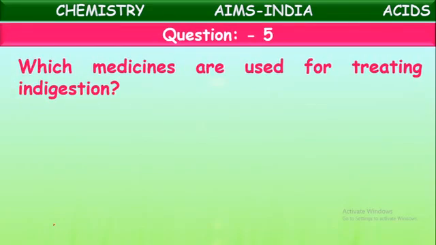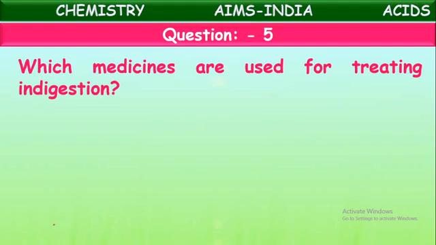Which medicines are used for treating indigestion? Yes, indigestion means what we said. Our stomach produces hydrochloric acid. This hydrochloric acid helps in killing the bacteria entering our stomach along with food, and it also helps in digestion of the food. But sometimes our stomach produces a little excess of hydrochloric acid which causes indigestion. Because of that we feel some burning sensation in the chest. So this is because of an excess amount of acid. Now what do we do? We take some medicines to reduce the effect of this excess of acid.